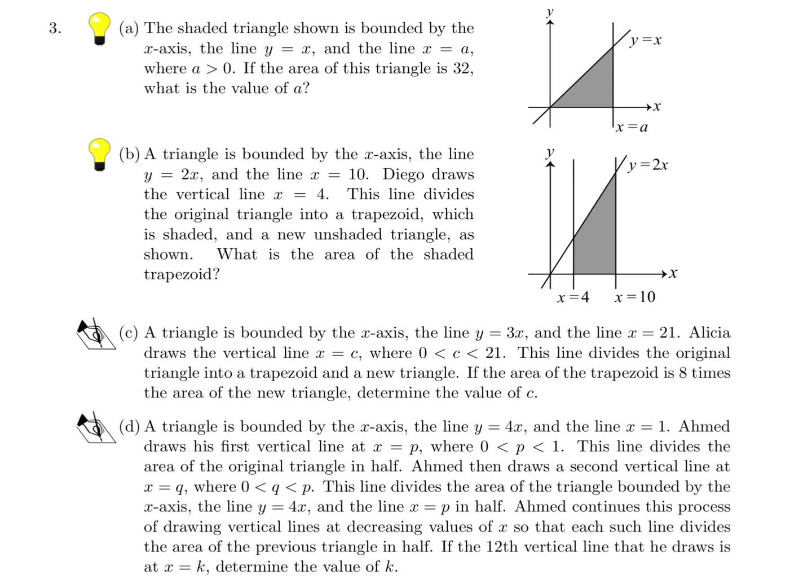The shaded triangle shown is bound by the x-axis, the line y equals x, and x equals a. If the area is 32, what is the value of a? So the area of a triangle is 1/2 base times height. The base looks like a. The height to me looks like y, but y is equal to x, and x is equal to a. So there you go. And they told me it's 32.